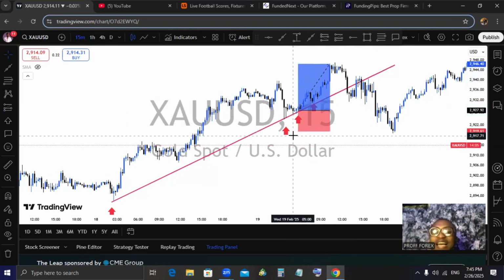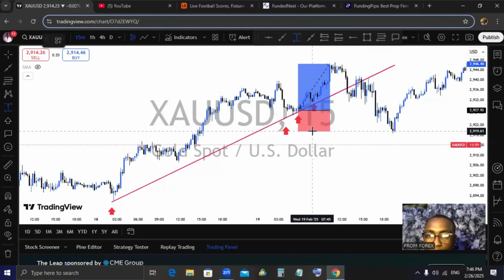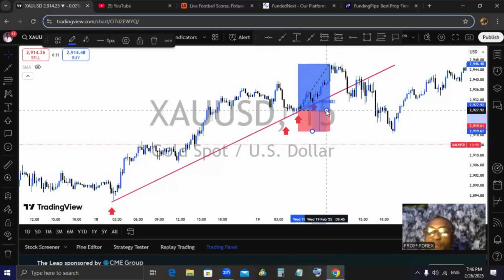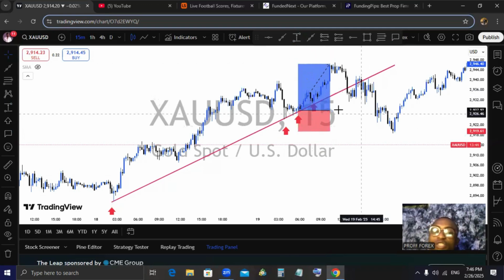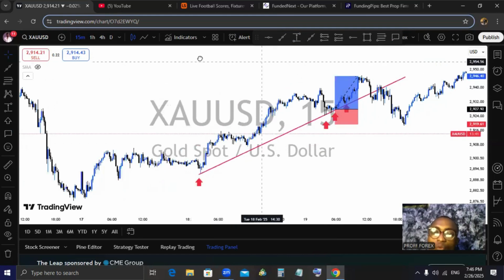As you can see here, I got my 1 to 2 risk reward ratio. I'm going to say 70 pips to make 140 pips. That's when we talk about 1 to 2 risk reward ratio. So immediately this first touch, this second touch, then I have to go.